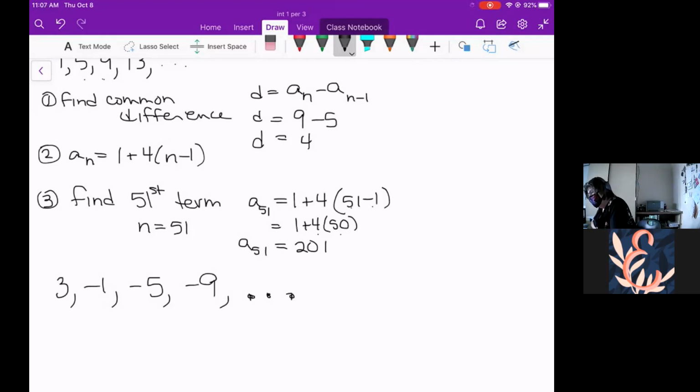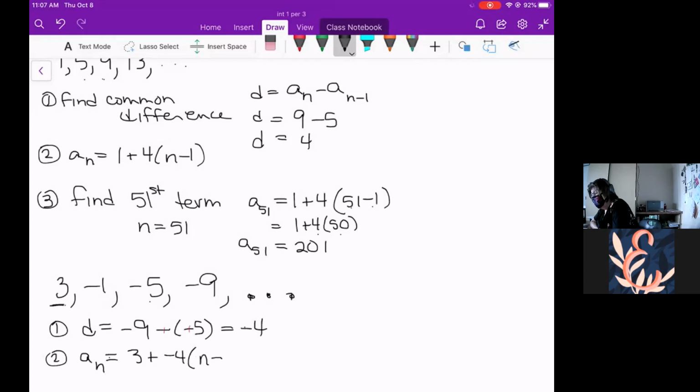All right, so first thing we're gonna do is find the common difference. So D is gonna be subtracting two of these. So if I take -9 minus the one in front of it, which is -5, these are gonna change to a positive, because two negatives change to a positive. That's gonna be a -4. So my common difference is -4. Write my equation. A sub n equals the first term, which is 3, plus -4 parenthesis n minus 1.